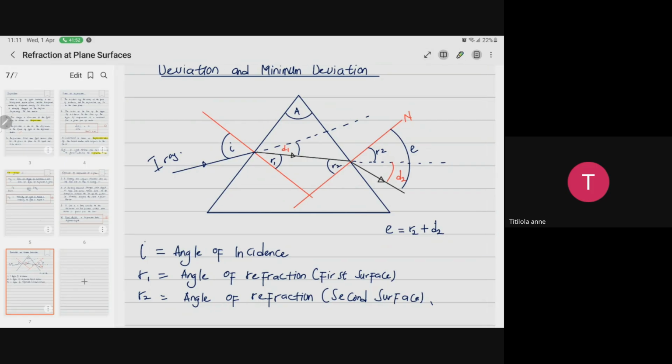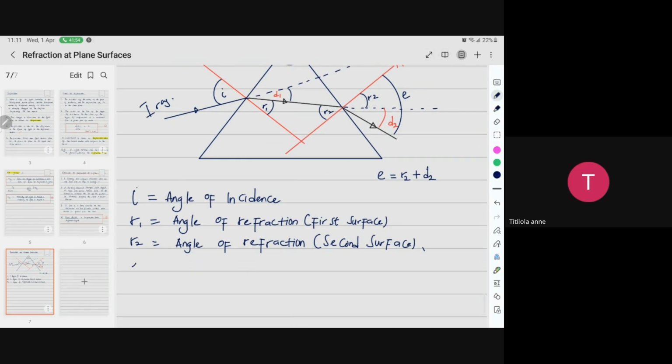Then the next one is your E. We'll call it the angle of emergence. Then A, are we there? Is the angle of the prism. Then we'll have D, which is the angle of deviation.